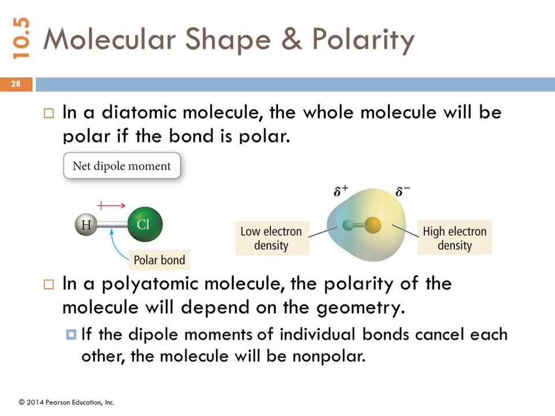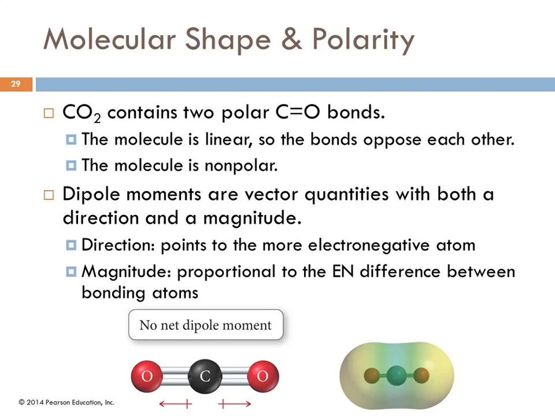In a polyatomic molecule, it gets a little more complicated, and it depends on the geometry. If the dipole moments of the individual bonds cancel each other, then the molecule will be nonpolar. So you can have a molecule that has polar bonds, but the molecule as a whole is nonpolar. So let's look at that. Let's look at carbon dioxide.